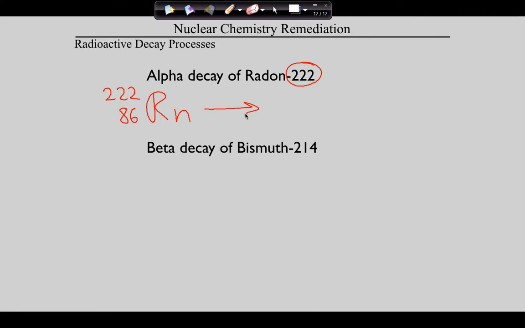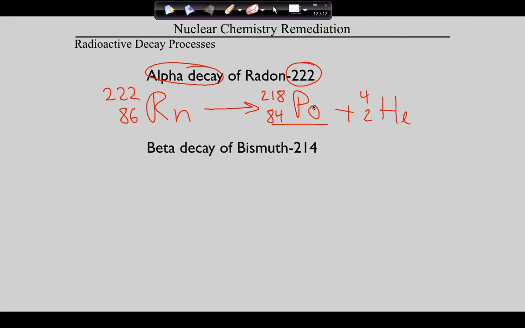Now the question is asking, what does this turn into if this goes through alpha decay? Well, again, an alpha particle is helium-4 over 2, so the bottom number, 86, goes down by 2 to 84, and the top number, 222, goes down to 218. Bottom number down by 2, top number down by 4. Now we need to figure out what element 84 is, and that would be polonium, and that would be the result of that decay.